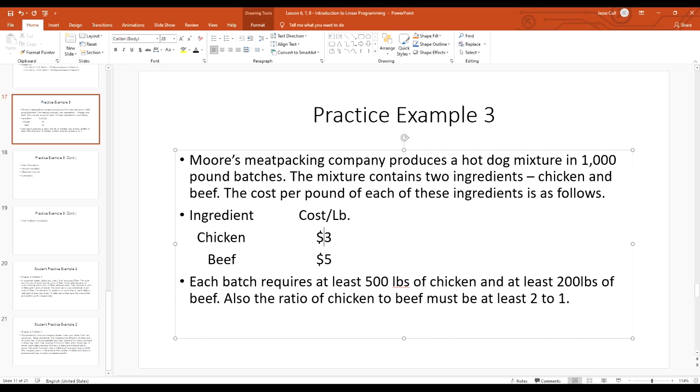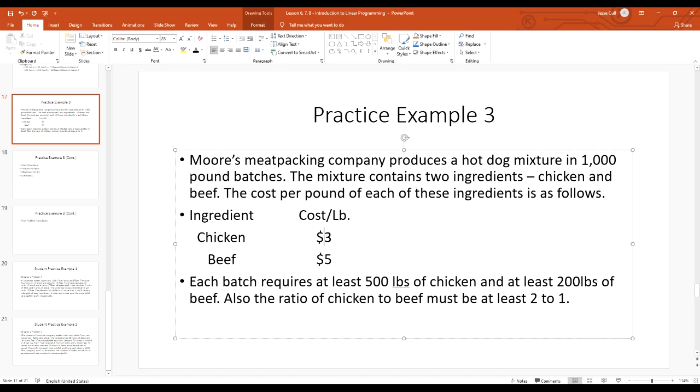So this is a relatively simple question, but the setup is slightly different than what we've done before. So as always, let's go in and find the key information. Moore's Meatpacking Company produces a hot dog mixture in 1,000-pound batches. Is this relevant? In this situation, it is not. It doesn't matter how big the batches are. It's not really relevant to limiting us in any way. So we just skip over that section.